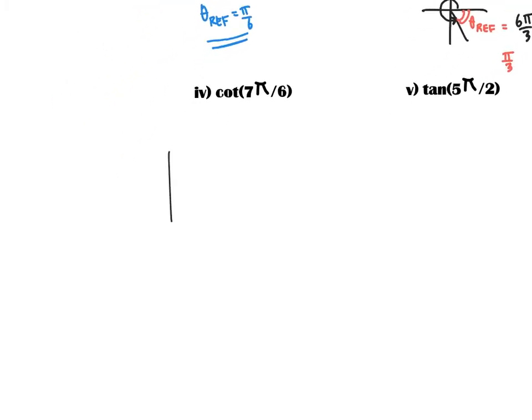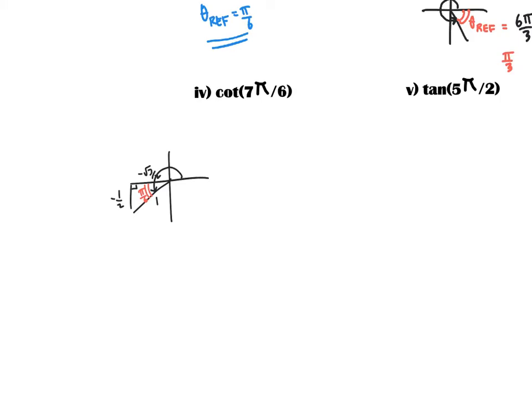Okay, cotangent of 7 pi over 6. You should start to become more and more comfortable the more we talk about this. 7 pi over 6 is in quadrant 3. Our reference angle right here will be pi over 6. Our triangle will look like such. And therefore we will get a value of -1/2 and -√3/2. And of course that's a 1.